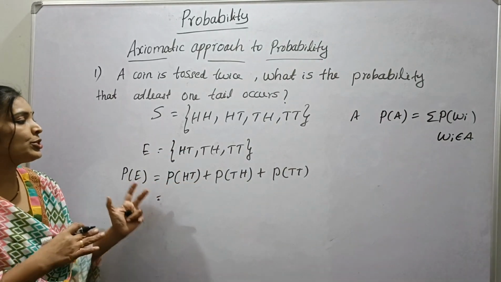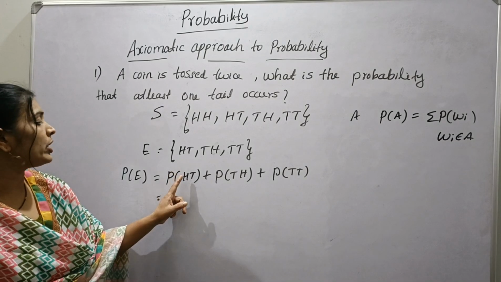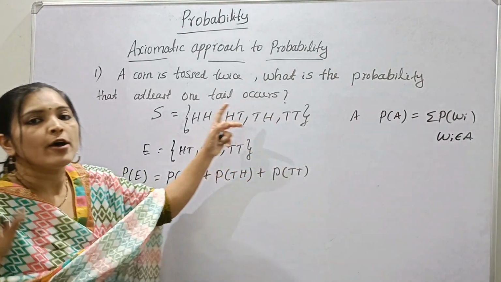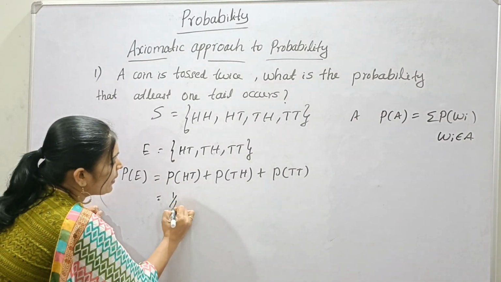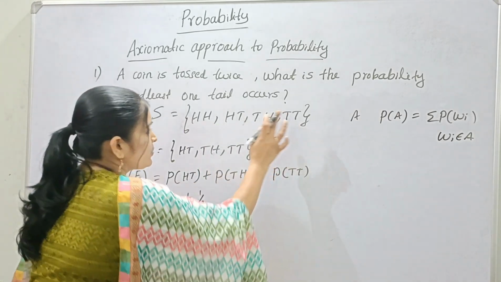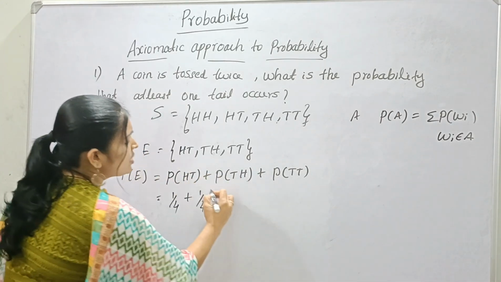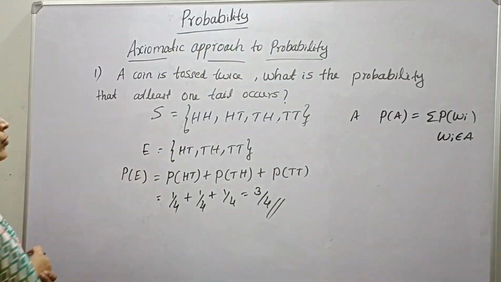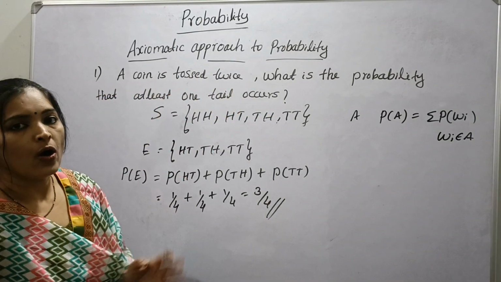What is the probability of HT? The number of possibilities is only 1, so 1 out of 4, since there are 4 elements in the sample space. Therefore, its probability is 1 by 4, plus 1 by 4, plus 1 by 4, that is 3 by 4. So 3 by 4 is the probability that at least one tail occurs.